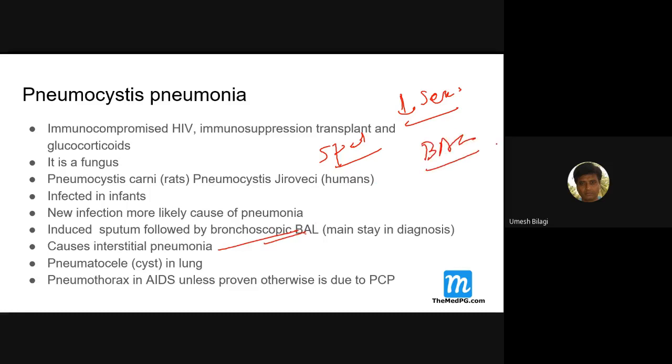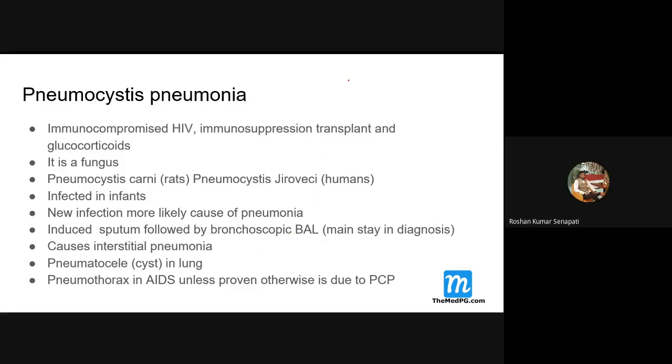Bronchoscopy means you put a bronchoscope right up to the bronchus and extract the sample from there only. So there will not be contamination with saliva. From the alveolar exudate you can pick up the bronchoalveolar lavage, and you can see the organisms. Yes, so this will be more sensitive.